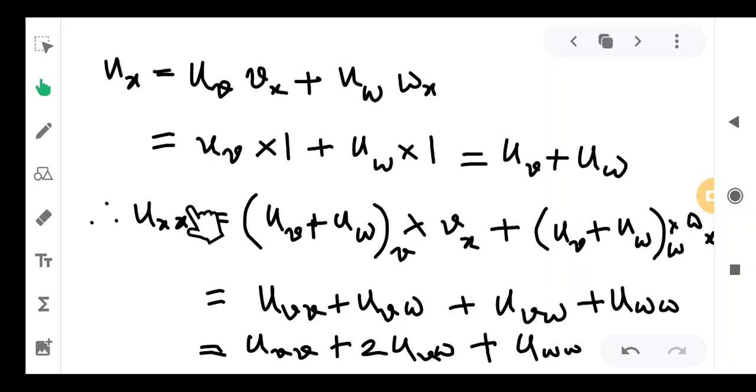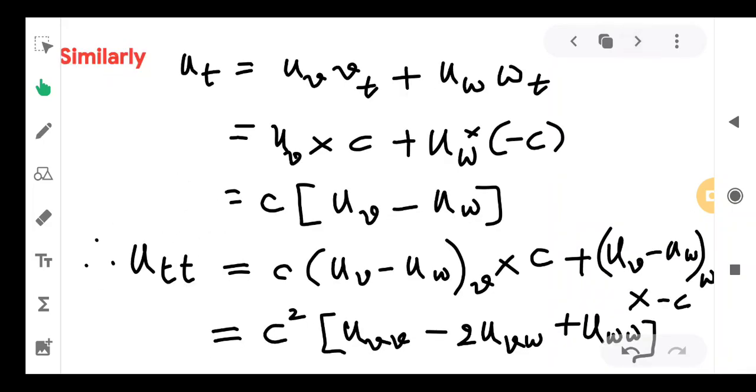Now you differentiate this once again. Remember, this is a function of u, v and w. So again we have to differentiate this with respect to v into vx plus the same thing with respect to w into wx. wx, you know, is 1, vx is also 1. Therefore this should be differentiated with respect to v, that means uvv, plus uwv, same as uvw. Similarly uvw plus uww. Therefore this can be combined to get 2uvw. Therefore uxx in the wave equation can now be replaced by uvv plus 2uvw plus uww. So that's the value of uxx.